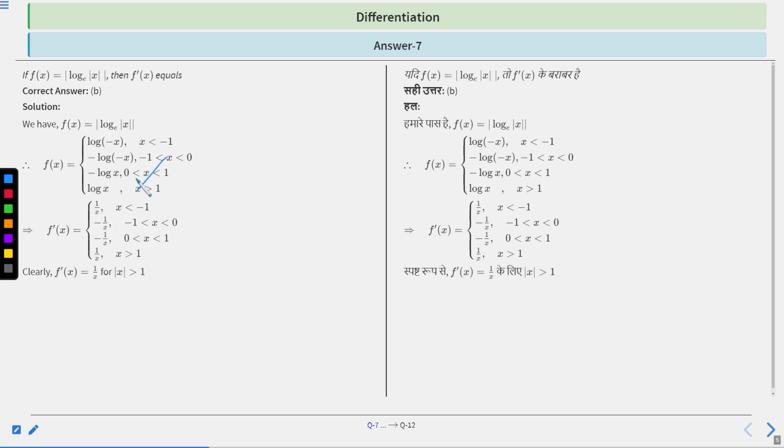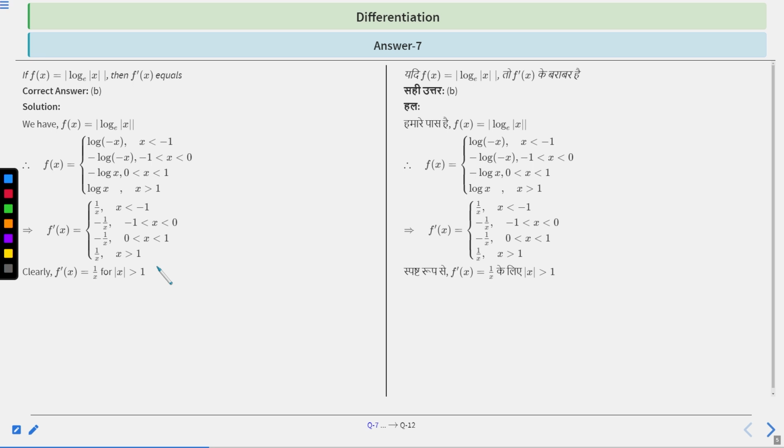Now let's calculate f dash x. So now f dash x can be calculated as log of minus x. It will be 1 by x into minus 1, right? Which is 1 by x. So f dash x is basically 1 by x when x less than minus 1. When x is between minus 1 to 0, it is minus of 1 by x, right? That is, we have to differentiate this minus of log minus x, so differentiation of this will be minus of 1 by x. Now when x is between 0 to 1, minus of log x becomes minus 1 by x. And when x is greater than 1, it becomes 1 by x, clear?